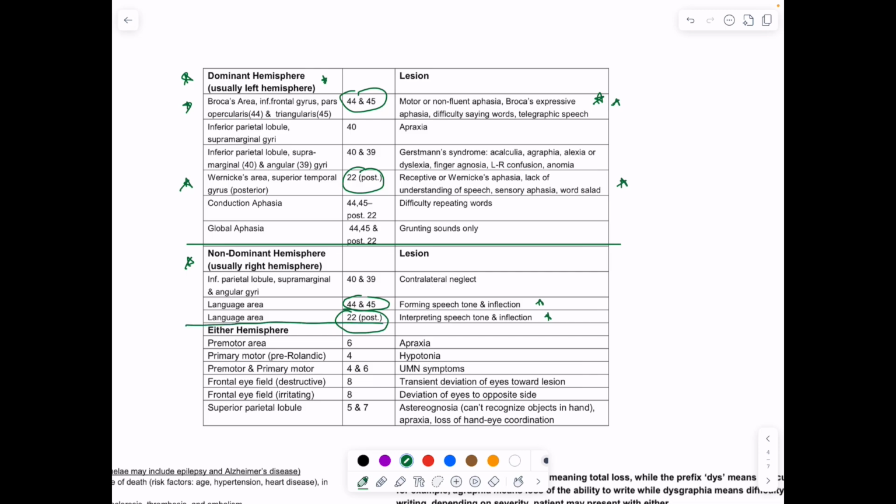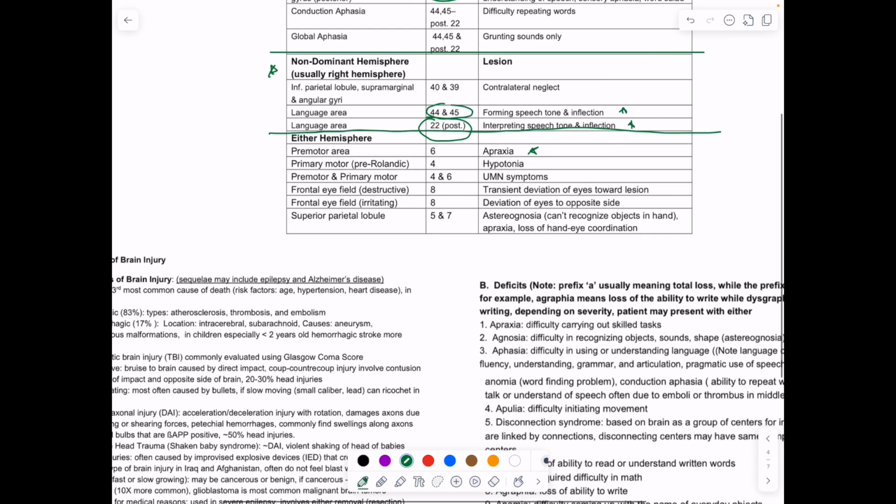Okay, and then you have either hemisphere. For either hemisphere, hurting the premotor cortex area causes apraxia, and primary motor causes hypotonia, floppiness, right? Premotor and primary motor together give upper motor neuron syndrome, right? Spasticity. Frontal eye field destruction causes transient deviation of the eyes towards the lesion. If you have an irritation of the frontal eye field of the prefrontal cortex, there's deviation of the eyes to the opposite side.